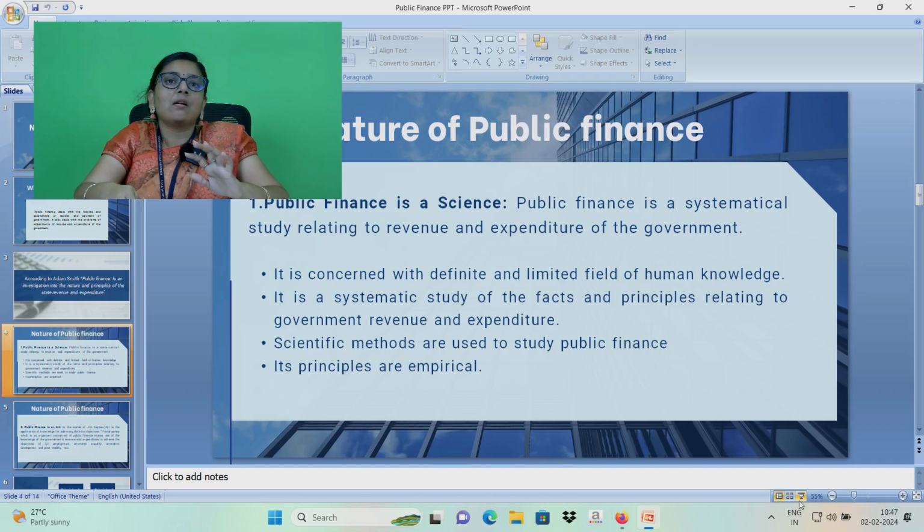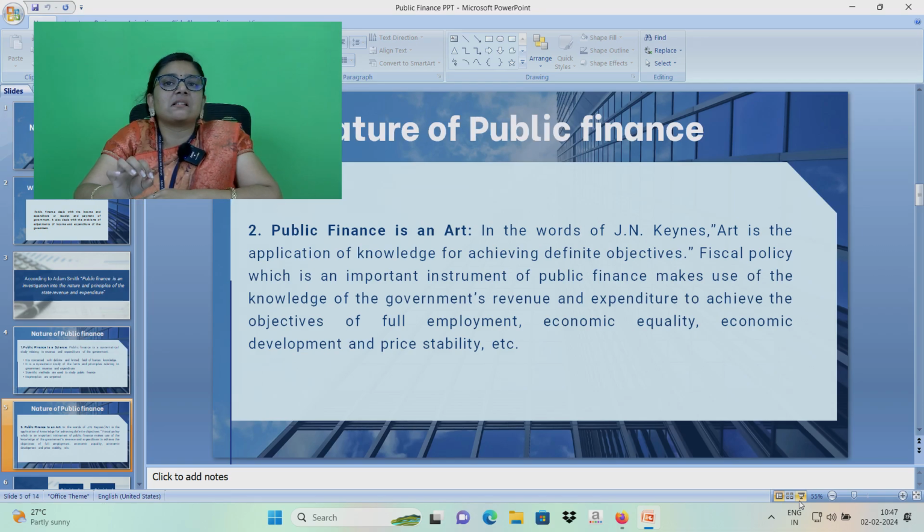Next, public finance is an art. In the words of J.N. Keynes, art is the application of knowledge for achieving definite objectives. For example, fiscal policy, which is an important instrument of public finance, makes use of the government's knowledge of revenue and expenditure to achieve the objectives of employment, economic equality, economic development and price stability, etc.